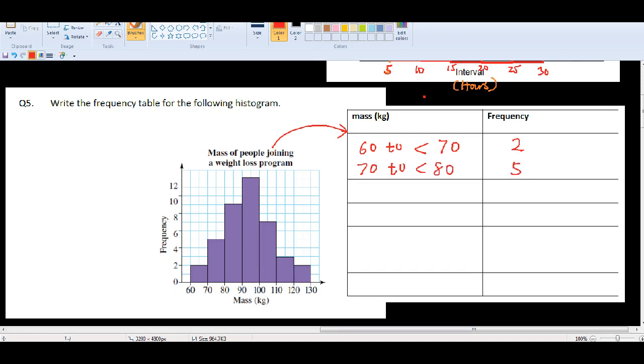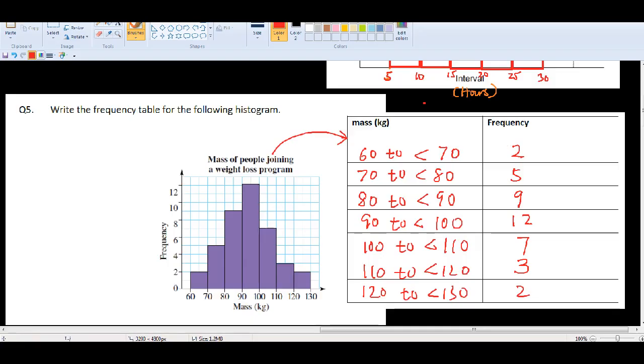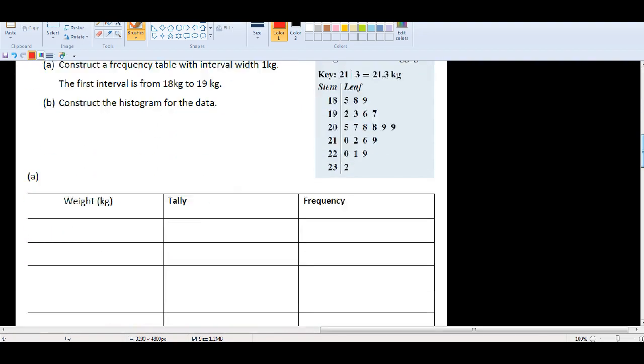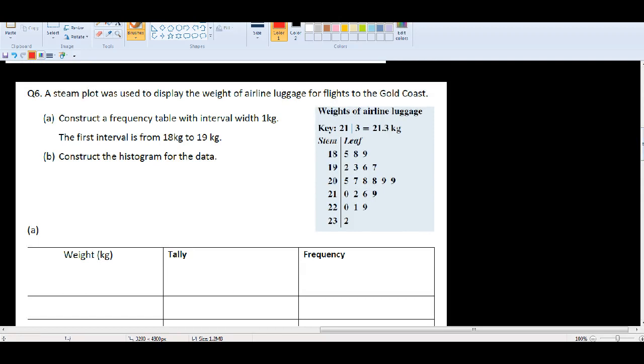Okay, let me give you some time to try it. Okay, so let me show you the table. Alright, so it's not the most difficult thing to do. Alright, okay, no problem. Okay, so let's move on.